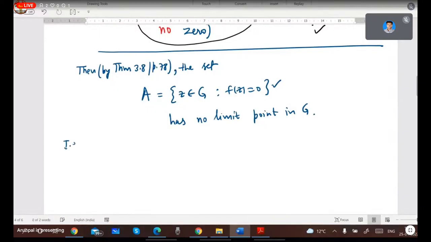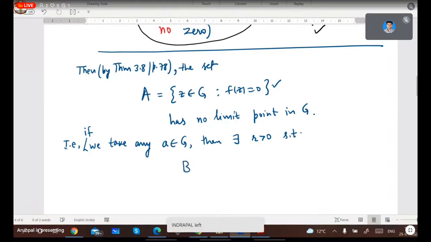It means, class, that if we take any a in G, then there exists some r greater than 0 such that the intersection of this ball with A will be empty. Is this okay, class? Yes, sir.